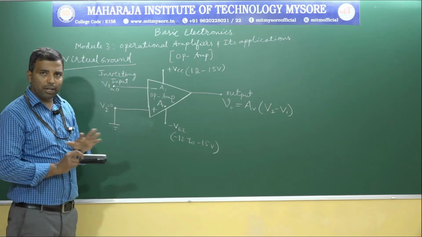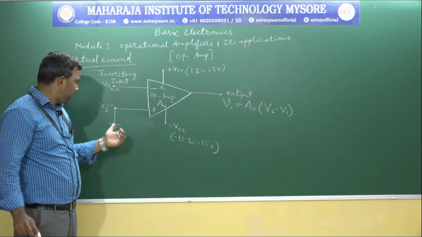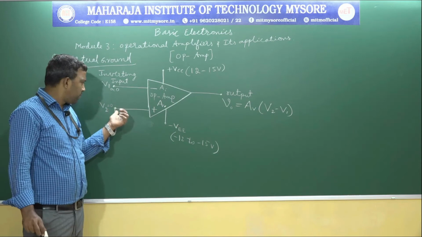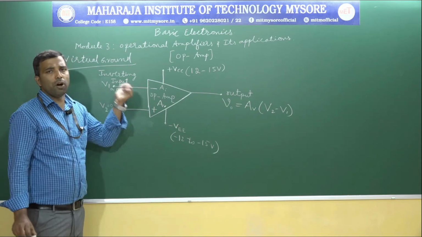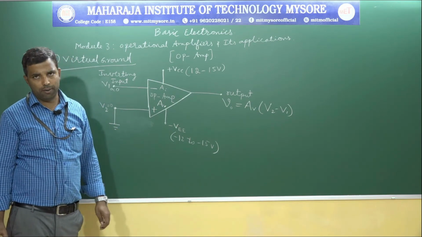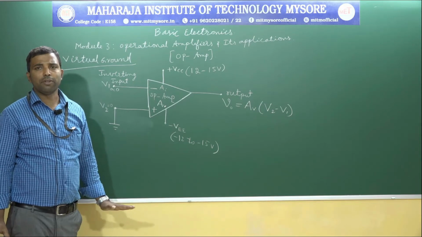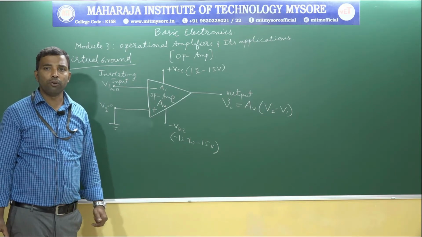But V1 is not connected directly to the ground, while V2 is connected to the ground. So due to this, V1 also acts as a ground potential. This concept is called the virtual ground concept.